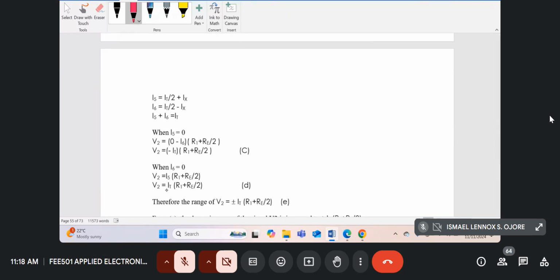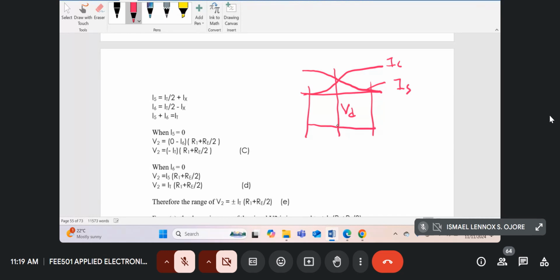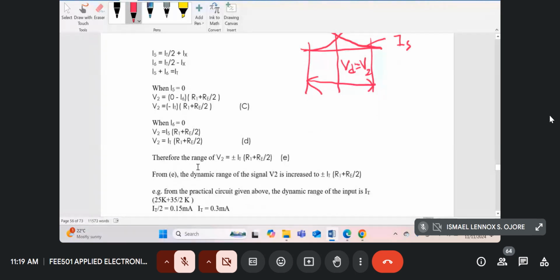While I'm considering that, remember from the differential amplifier, the currents tend to be like that. So let's assume this is your I5 and this is your I6. They interchange. So I've considered the two extreme ends. So I5 is equal to 0 is somewhere here. I6 is equal to 0 is somewhere here. So this is the differential voltage. Okay, so the dynamic range is this range over here. The range of input, actually this is your V2, is the range of voltages. And that range of voltage of V2 will now be given by V2 is plus minus IT into R1 plus RE divided by 2. So this will be for the positive end, this for the negative end.